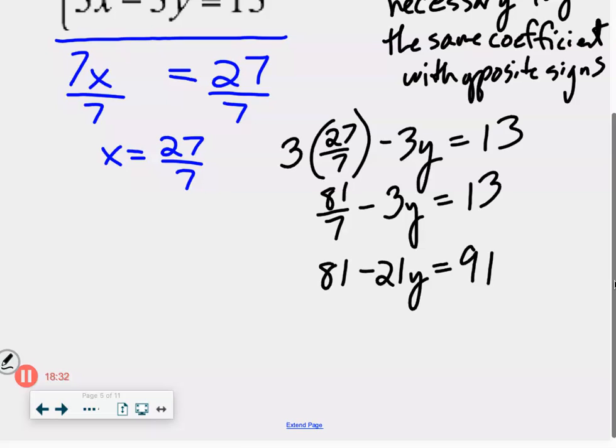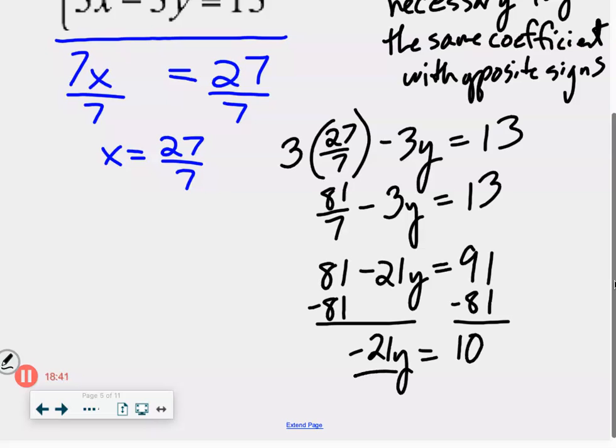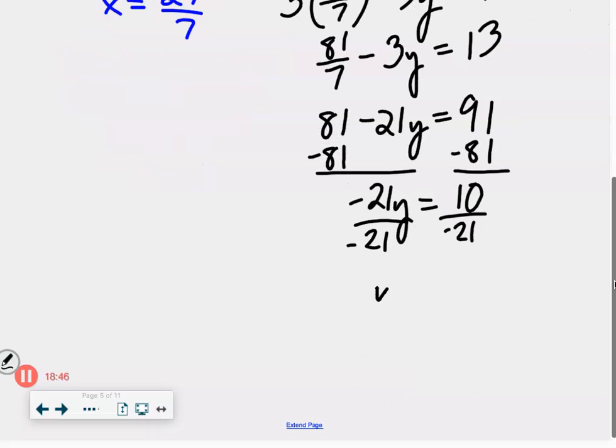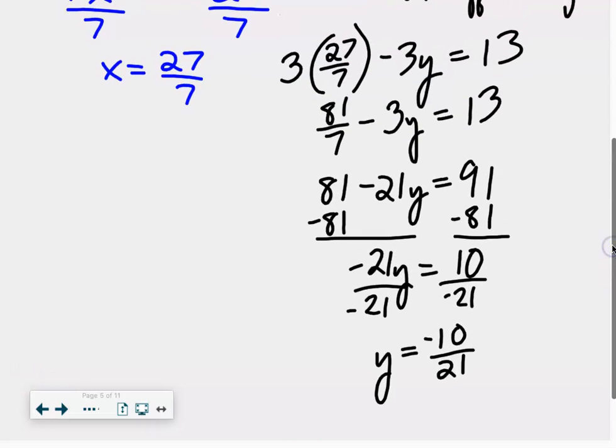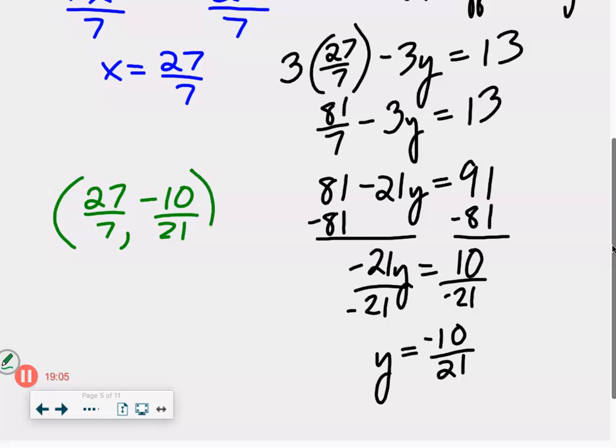Okay, so subtract the 81. And y is this gorgeous fraction of negative 10 twenty-firsts. I love it. Okay, so our final answer is the ordered pair in parentheses, 27 sevenths, negative 10 twenty-firsts.